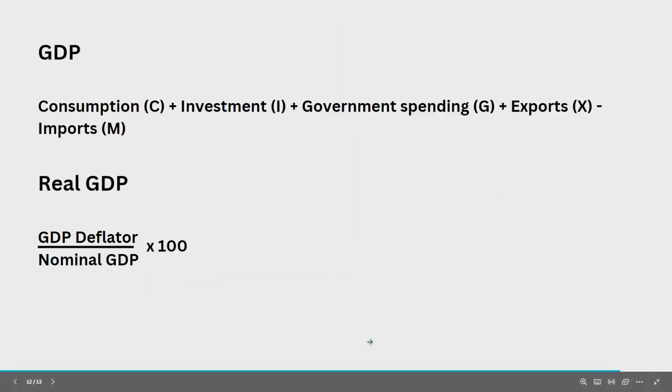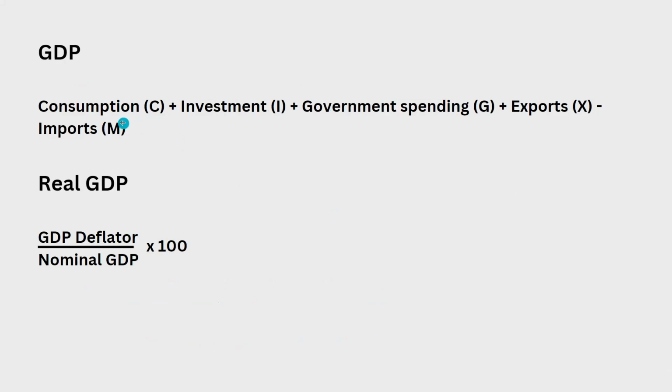So now we have GDP. The formula for this is consumption plus investment plus government spending plus exports minus imports, or net exports. And the formula for real GDP is nominal GDP divided by GDP deflator, times 100.